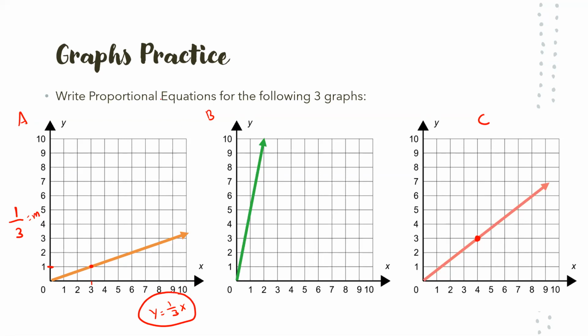A lot of people were doing y equals 3x. That just means that you had these flipped. So you were doing x divided by y. Sawyer, that is the correct m. Make sure you write it as a formula.